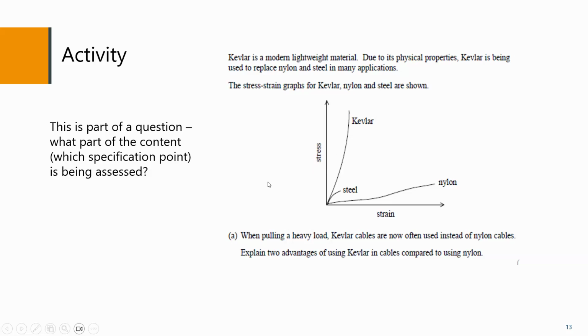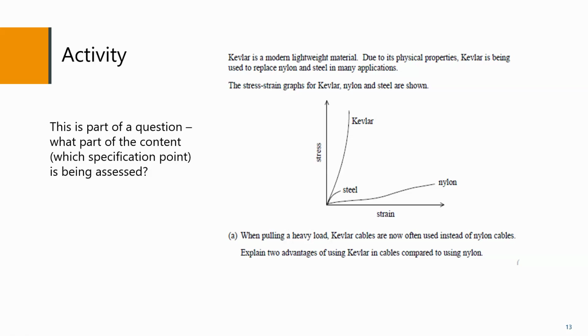And the answer is topic 1.4, materials, in Unit 1, and it's specification point 30. So thank you to those who've stuck that in the chat. Specification point 30 says, be able to draw and interpret tensile or compressive stress strain graphs and understand the term breaking stress. And that's exactly what's happening here.